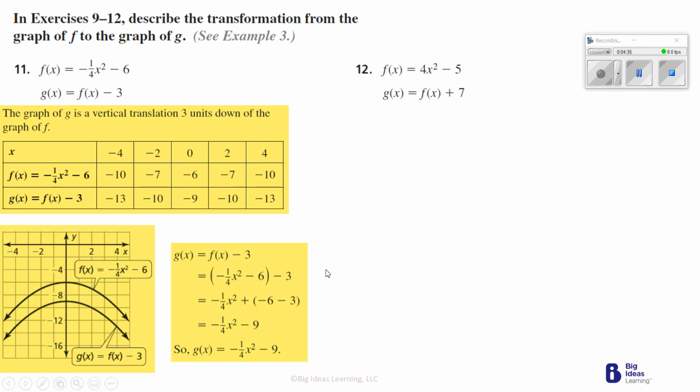And they even show you right here, f of x equals all of this, right? See, it worked out right there. And then you're subtracting 3 from it. So you're taking the same parabola, and then we're going down 3. -6 and -3 make a -9, and that's why it's at -9. All right, number 12 is yours.